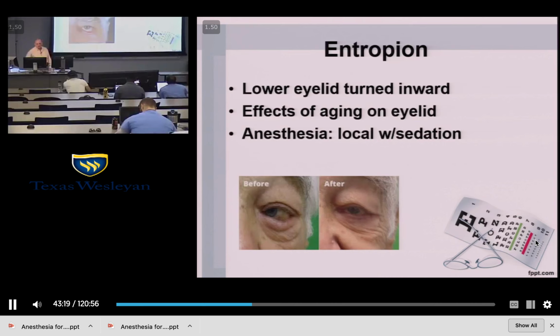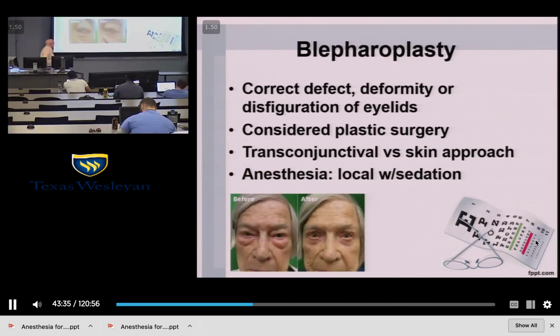An entropion is when the lower eyelid turns inward. That's typically, again, from effects of aging. And again, you're going to provide sedation, and the ophthalmologist will do local anesthesia for it. The next eyelid surgery is the blepharoplasty.